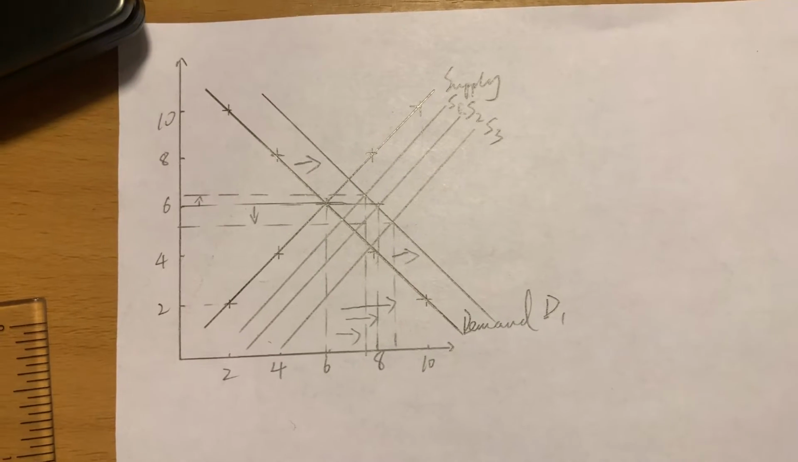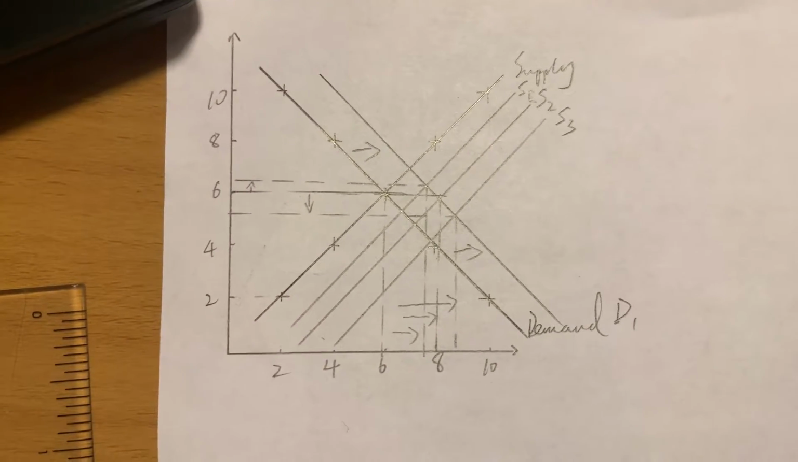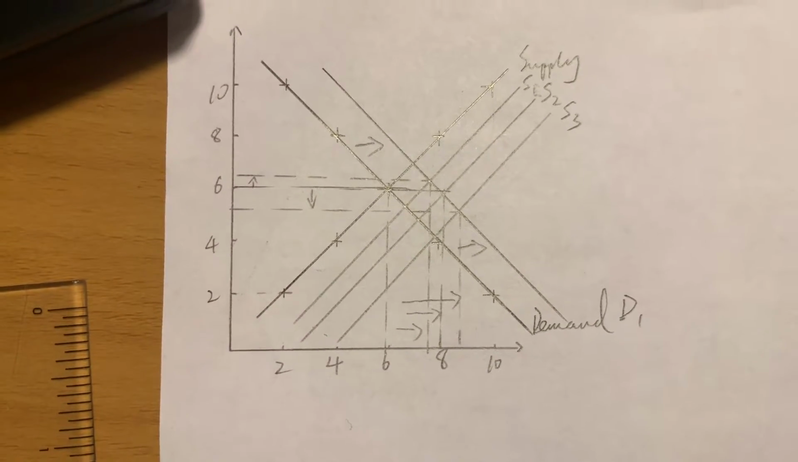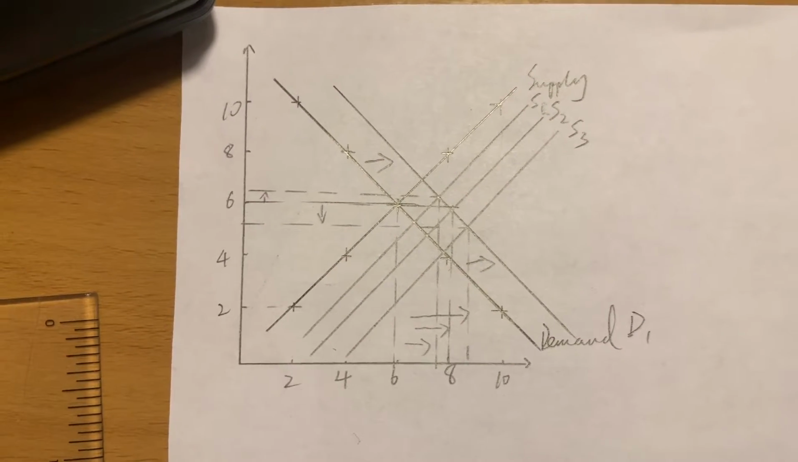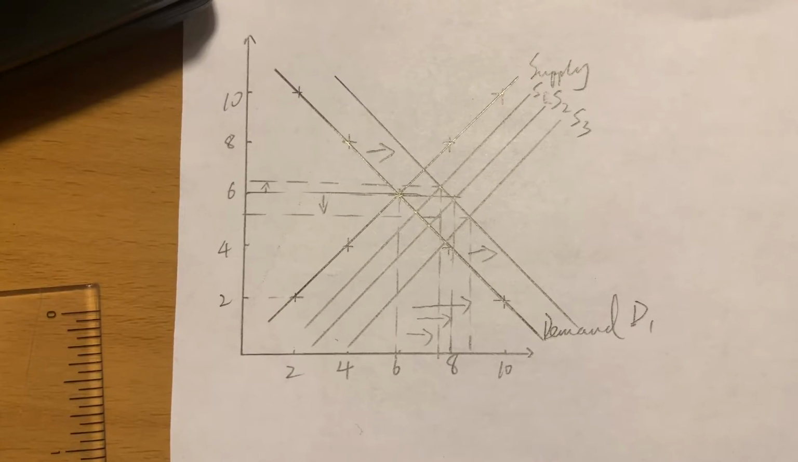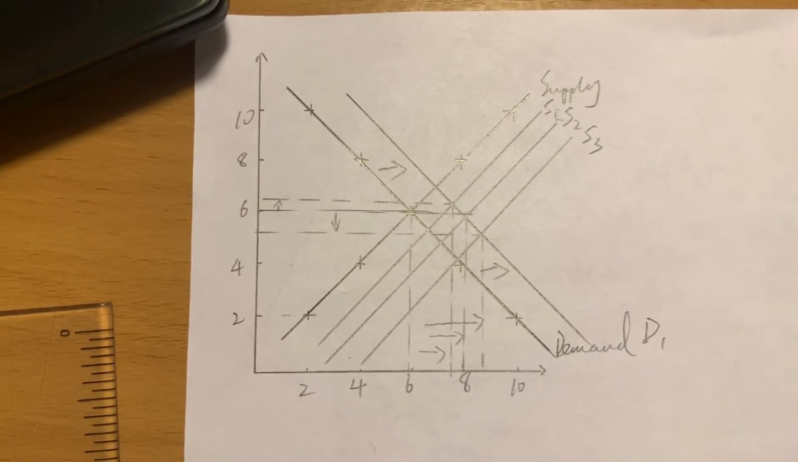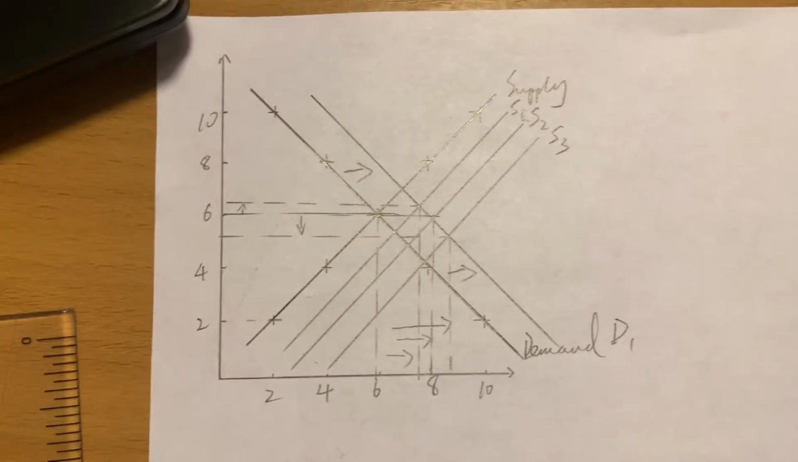For example, this graph shows the demand increase and the supply increase. By the way, the double shift rule means that for one of them we are not sure, and for the other one we are certain whether it is going to increase or decrease.